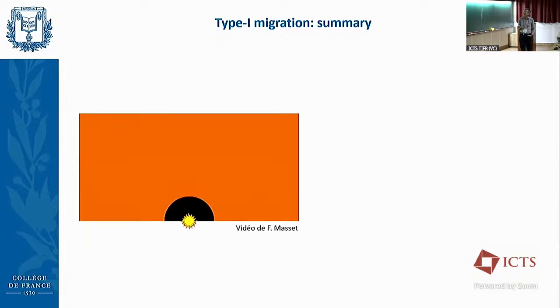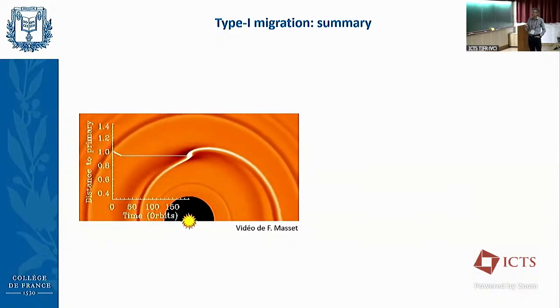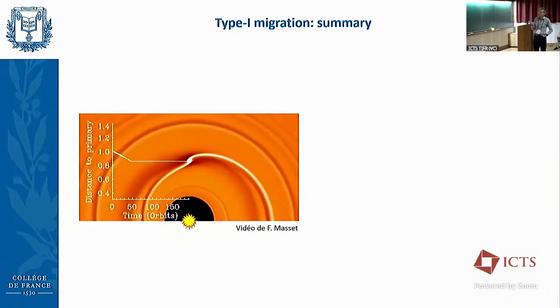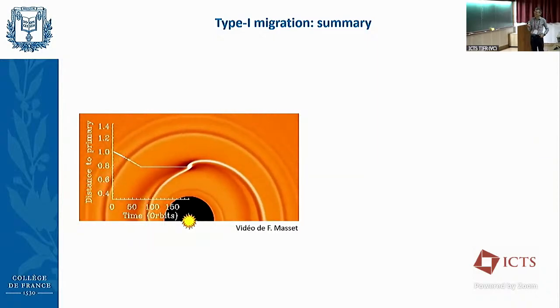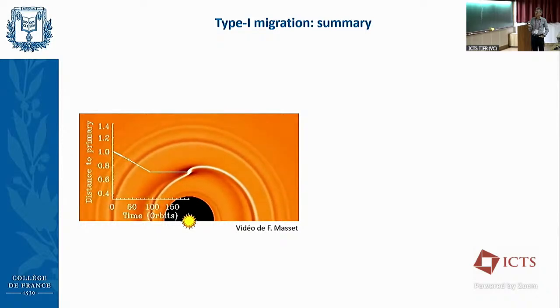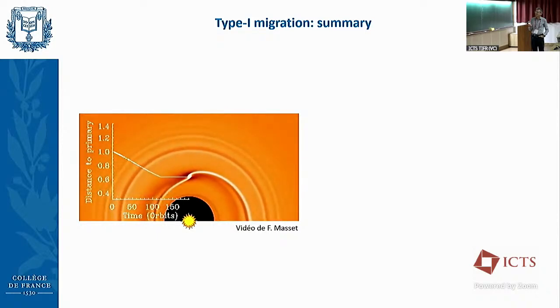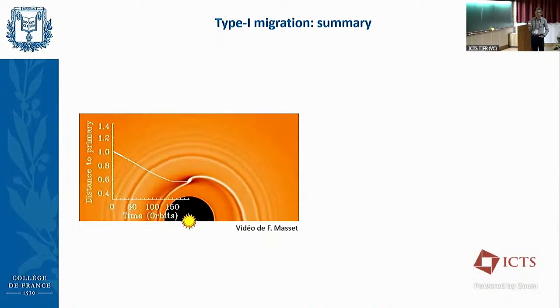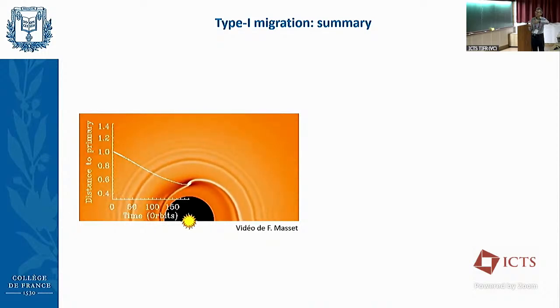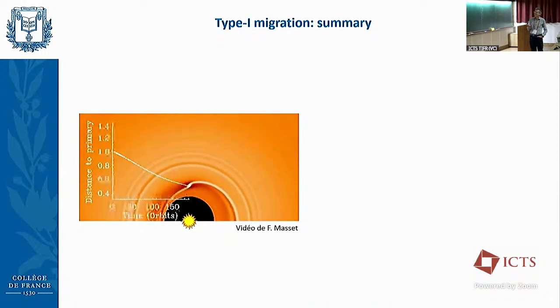So in this video, we see nicely an example of migration. It's in a co-rotating frame with the planet, so you don't see the planet turning around the star, but you see the planet moving. And in this plot, you see the distance of the planet from the star as a function of time as the movie is being played. As you can see, migration is a fairly linear function. So the planet decays towards the star relatively quickly.